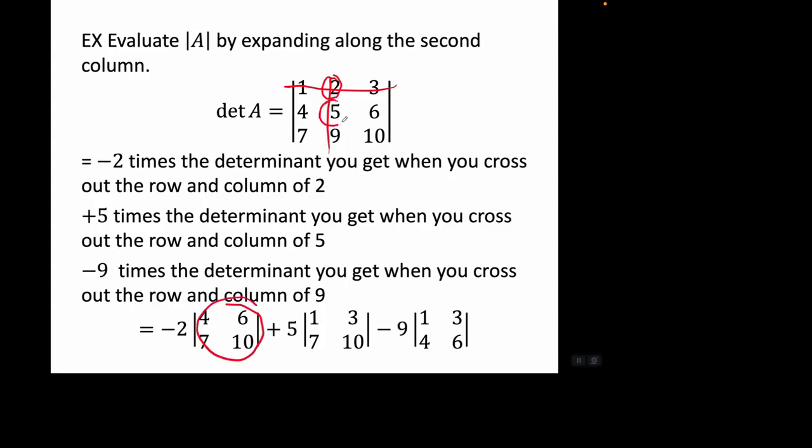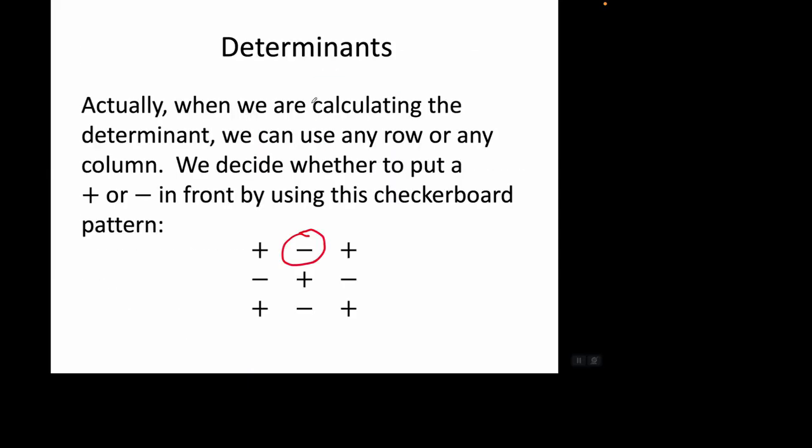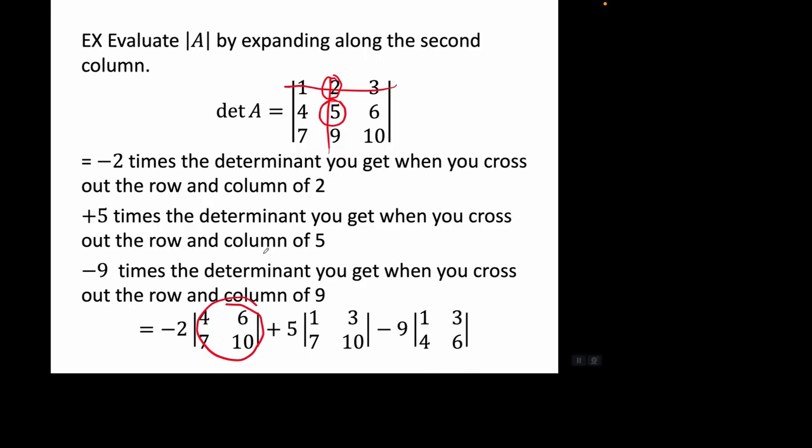Plus 5. Why is it plus? Plus minus plus pattern, plus 5 times the determinant you get when you cross the row and column of 5. Okay, that's going to be 1, 3, 7, 10. That's the determinant you get. Minus 9, again, plus minus plus pattern. It's going to be a minus 9. Minus 9 times the determinant you get when you cross the row and column of 9. So that's going to be 1, 3, 4, 6.